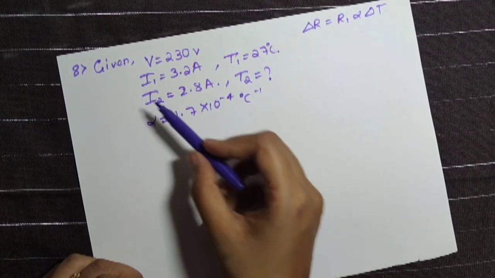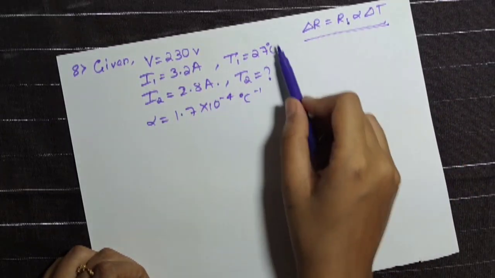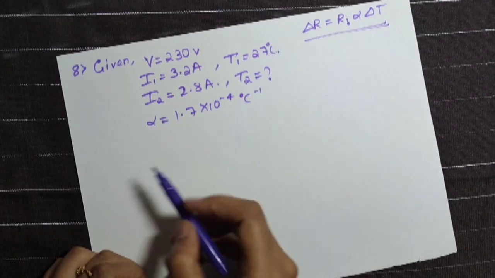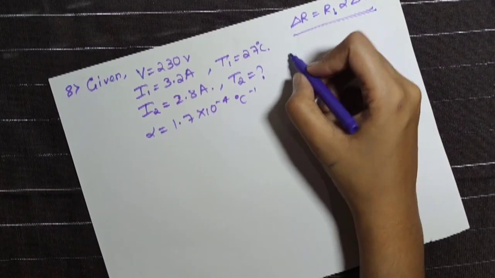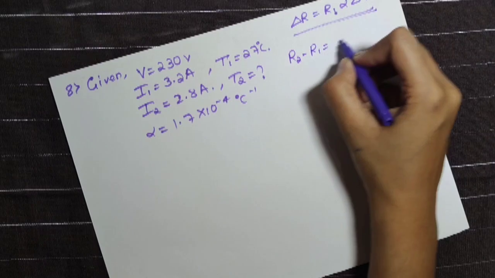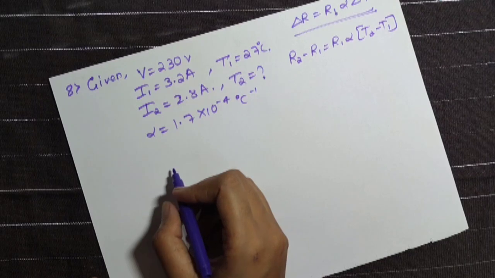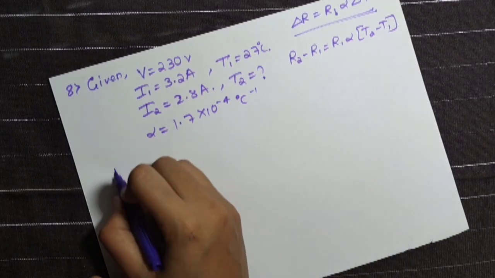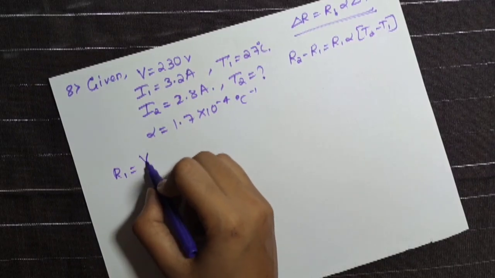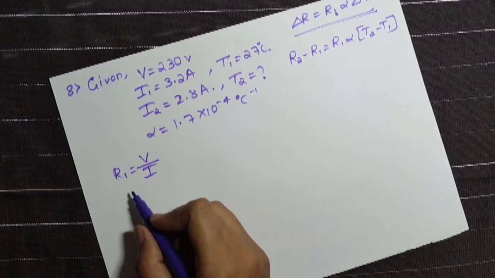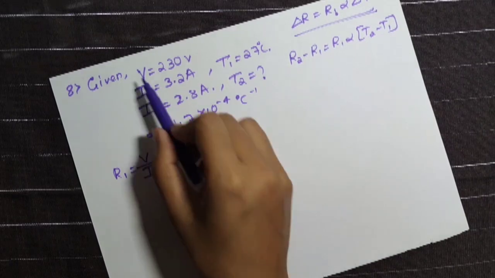See, for this formula we have to know R1, but here there is no R1 mentioned, so we have to calculate R1 first. So I will write this equation here, R2 minus R1 equal to R1 alpha T2 minus T1. Okay, so how will you find R1? We know the R value, R equal to V by I. So here we have to find out R1, and we have the value of I1 here, and voltage will be same for both the currents.